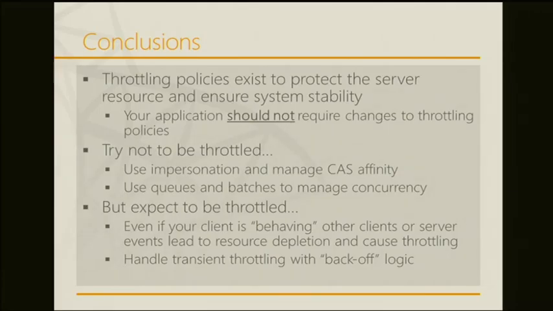As an application developer, I should try not to be throttled, so I should try to play nicely with Exchange, understand the throttling policy limits, work within them, use impersonation, manage CAS affinity, which we'll talk about in a minute, and use queues and batches to manage concurrency. But also recognize that even if I'm playing nicely, because there are other clients interacting with the environment, I could very well be throttled through no fault of my own. So we want to be able to handle transient throttling conditions and back off nicely. If you get error server too busy, don't add to the problem by immediately retrying your request over and over again. Those are just some final notes on throttling.